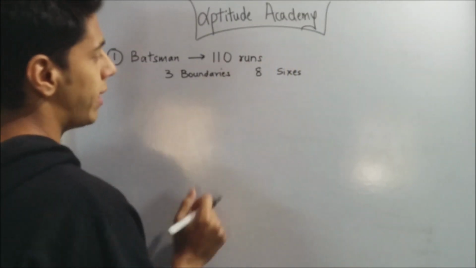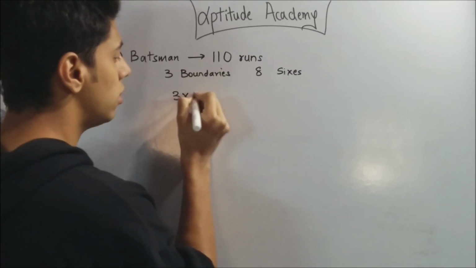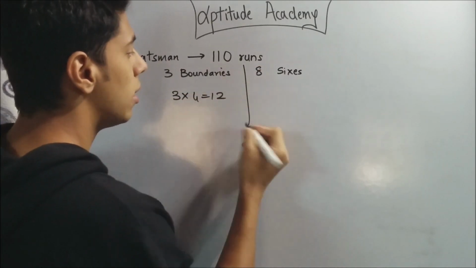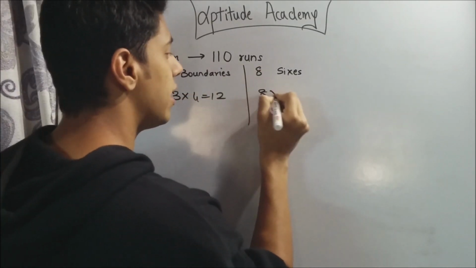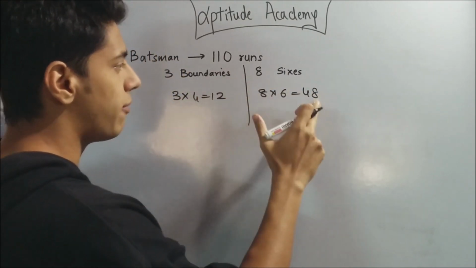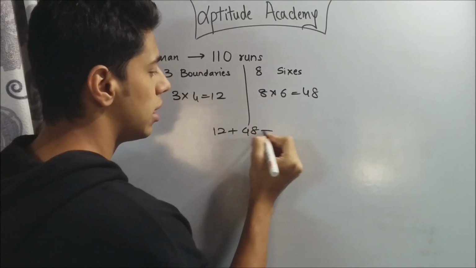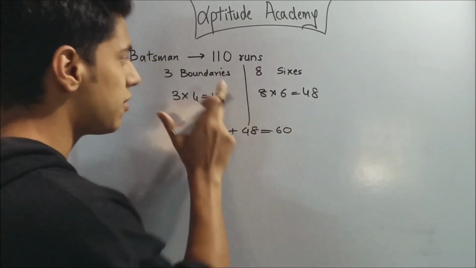Now, the batsman has scored 110 runs. He's got 3 boundaries and 8 sixes. Now, each boundary is 4 runs. So 3 into 4 gives you 12 runs, right? 8 sixes. So this will be 8 into 6. This will be 48. So altogether he's got 12 runs from boundaries and 48 runs from sixes. So altogether 12 plus 48 gives you 60. So he's got 60 runs from 4s and 6s.